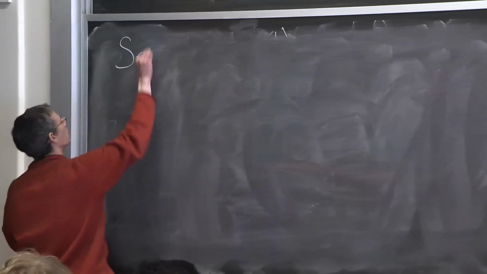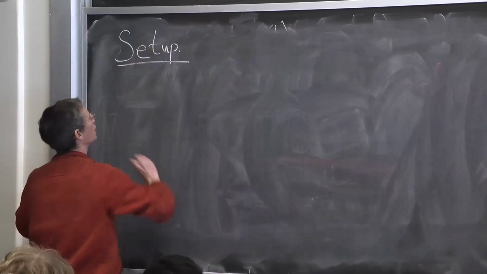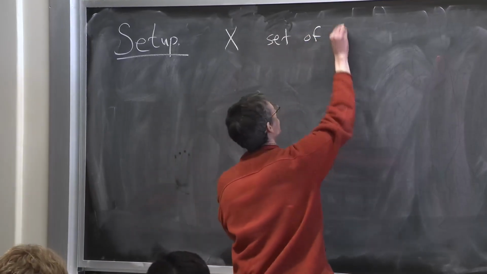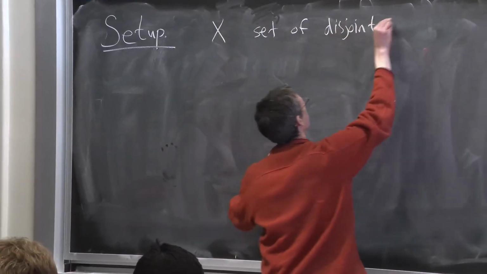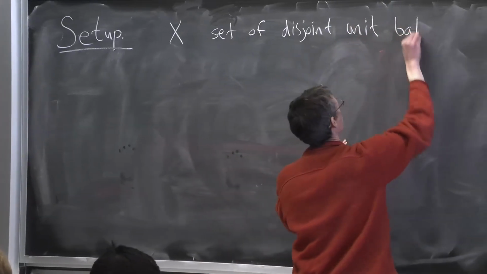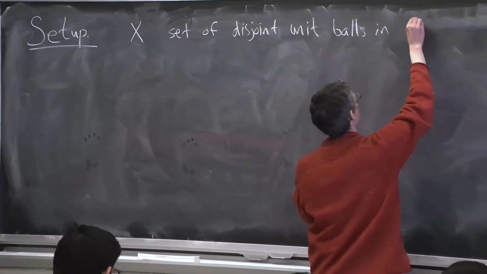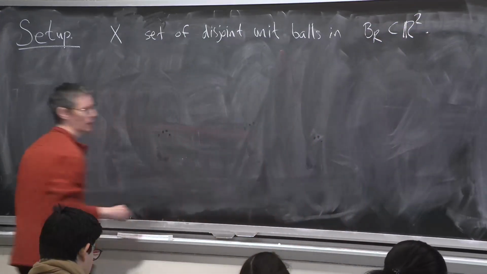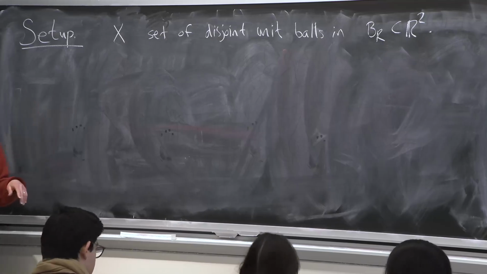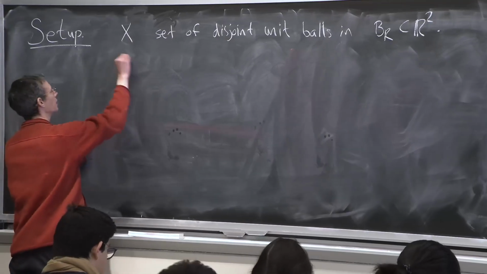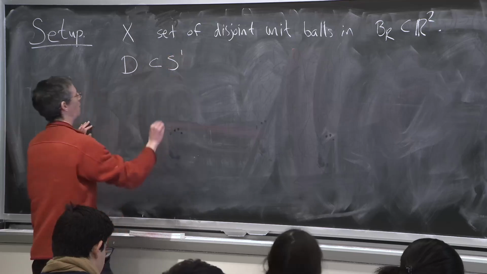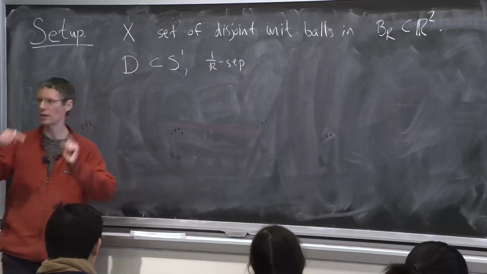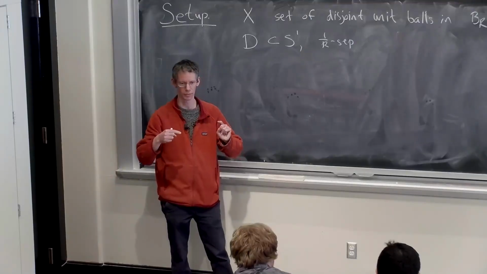So here's our setup. X will be a set of disjoint unit balls in the ball of radius r in the plane. Okay, so that's our set of points, set of balls. And then we're going to have a set of directions called D. So D is a finite subset of S1. It's 1 over r separated. So the distance between any 2 points of D is at least 1 over r.